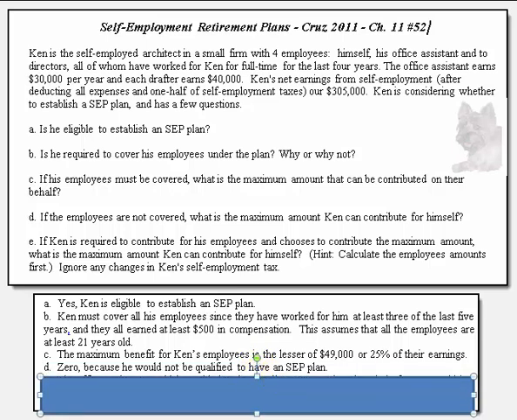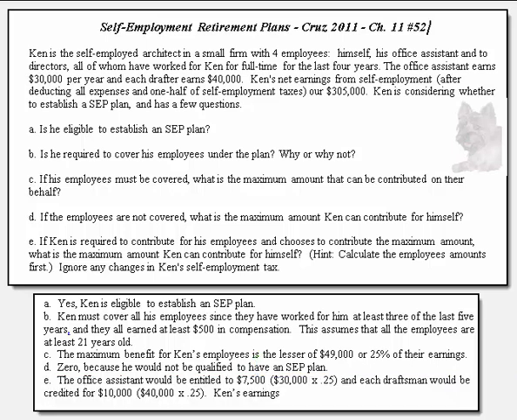Okay, and the answer there is 0, because if the employees aren't covered, the maximum amount he can contribute is 0 because he's not qualified to have an SEP plan. And then finally, E says if Ken is required to contribute for his employees and chooses to contribute the maximum amount, what's the maximum amount Ken can contribute for himself?